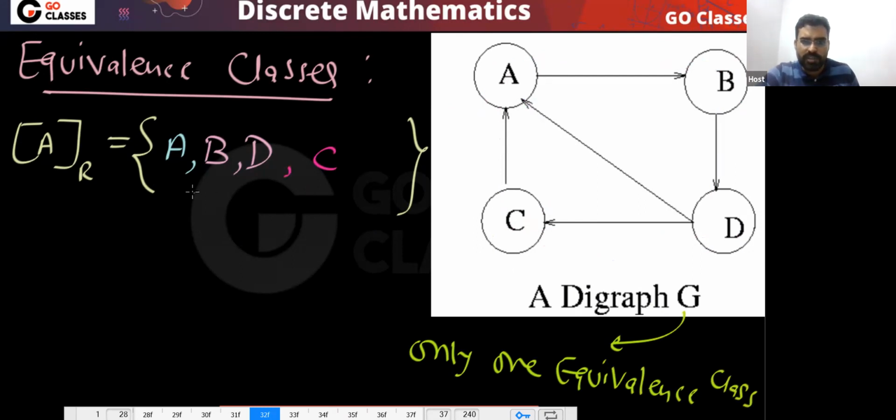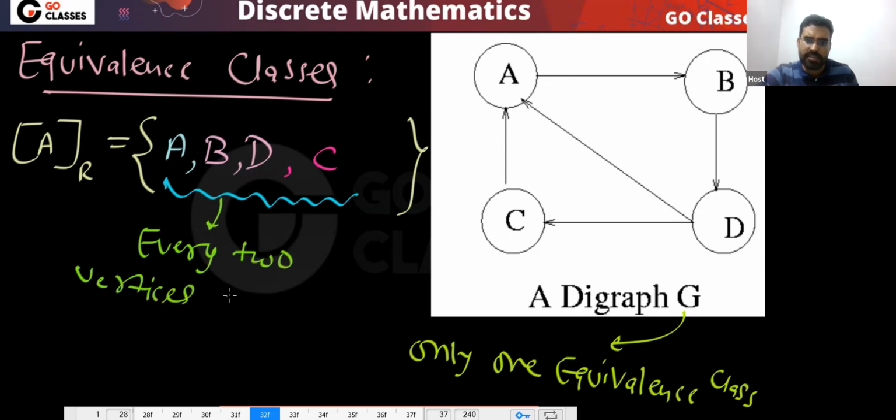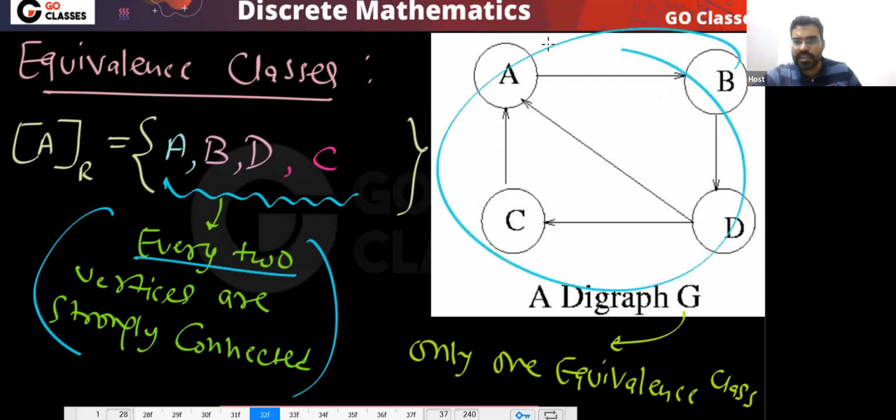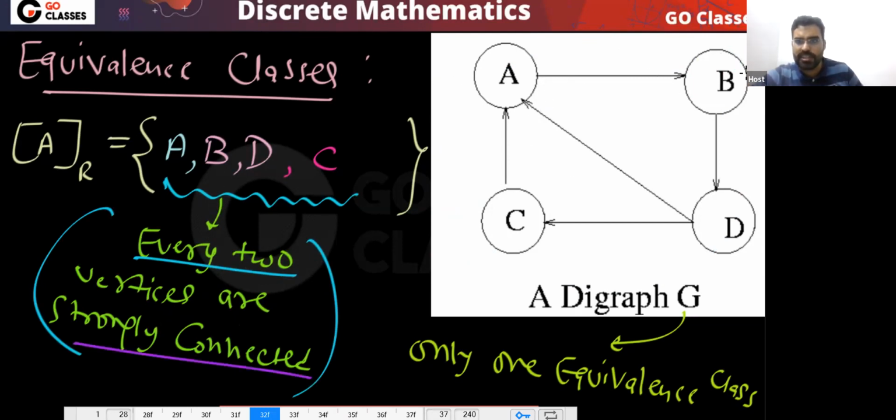Let me tell you one thing. What does this equivalence class tell you? This tells you that every two vertices are strongly connected. Whatever two vertices you take, those two vertices are strongly connected. So this is a strongly connected graph, because every two vertices are strongly connected. This graph is strongly connected.